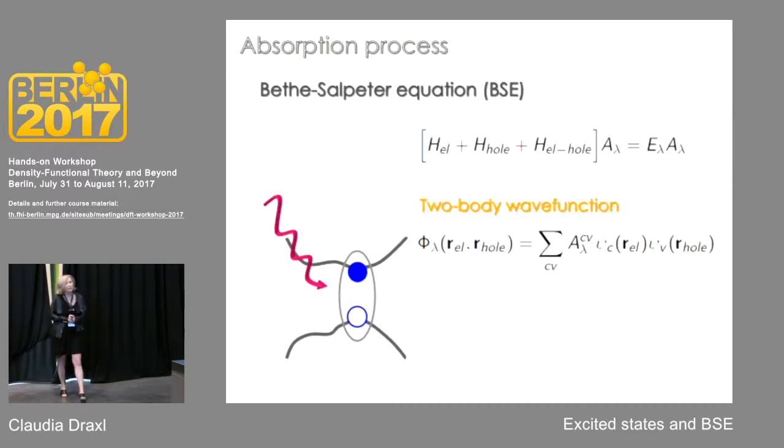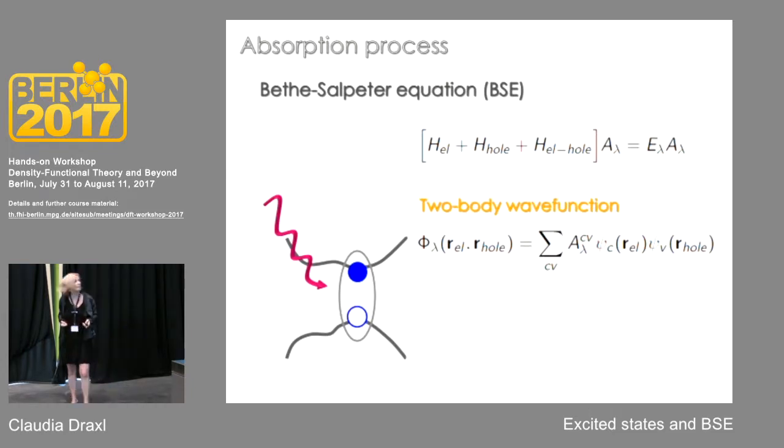So, and this brings us back to the Bethe-Salpeter equation. This is the equation we have seen already. This gives us the energies of the electron-hole pairs and also the coupling coefficients. But it also gives us access to the two-particle wave function. So this is the wave function which now depends on two particles, on the position of the electron and the position of the hole. So it's a pretty complex six-dimensional object.